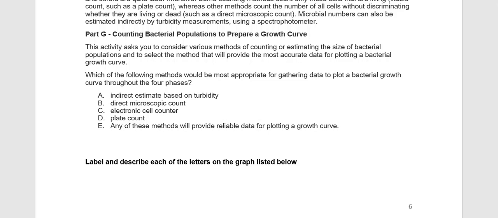Electronic plate cell counter, and once again, it's like a direct microscopic count that is just giving you a representative sample. The best way to do that would be to count the number of colonies on a plate count. Plate count, there we go.